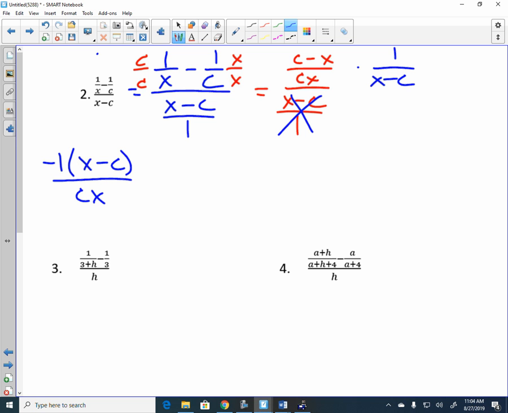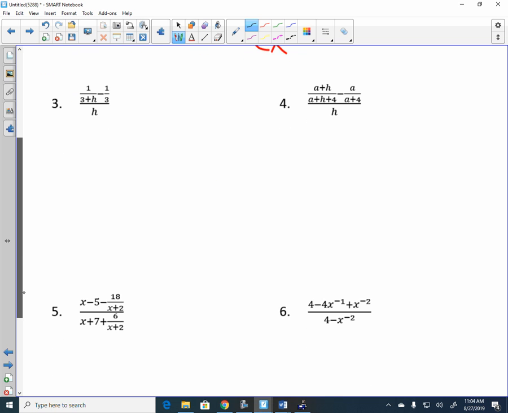Over cx times 1 over x minus c. Now you can see that the x minus c's will cancel. We get negative 1 over cx. Now, normally I won't show that in my work. What I will do is I'll say c minus x and x minus c are the same. They just differ by a factor of negative 1. So I'll just pull a negative 1 out. And you can just make any term negative then, and that's enough. So that's how I generally show my work. Good? Okay, you're doing well. Good job.